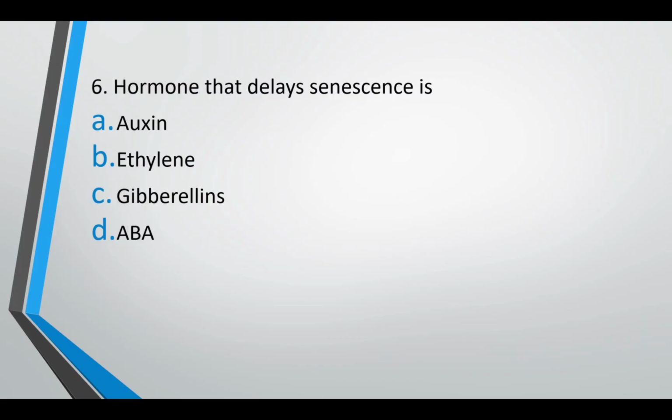Question 6. Hormone that delays senescence is option A, auxin, option B, ethylene, option C, gibberellin, option D, ABA. Hormone that delays senescence is. The correct answer is option C, that is gibberellins delay the senescence.